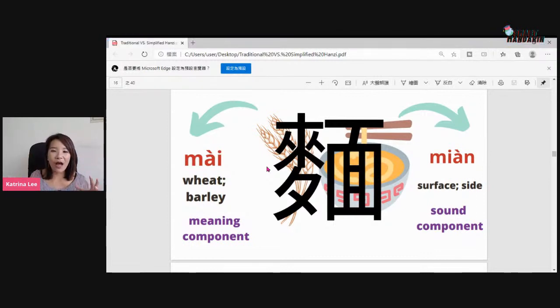There are a lot of characters in traditional Hanzi like this. One component is the meaning component, and the other is the sound component. One provides meaning, one provides the sound. This is the traditional character's origin. I just gave you the origin with a graphic.